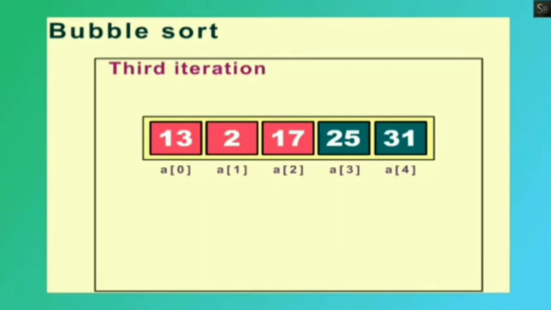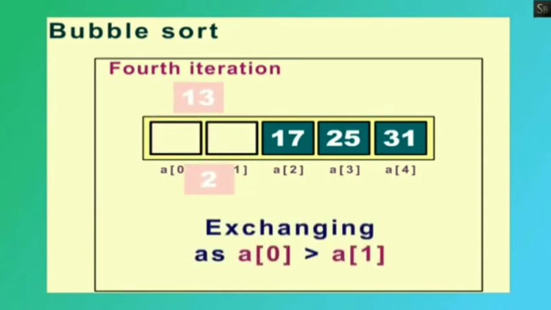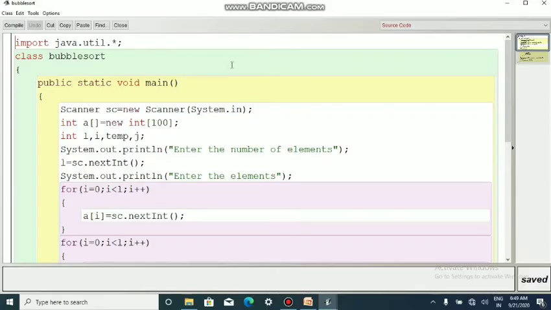Then the next iteration, that is the fourth iteration, 13 and 2 will be compared, and 2 is the smallest, so that will be shifted. So this is how the bubble sort works. Let us now see the code and its working.